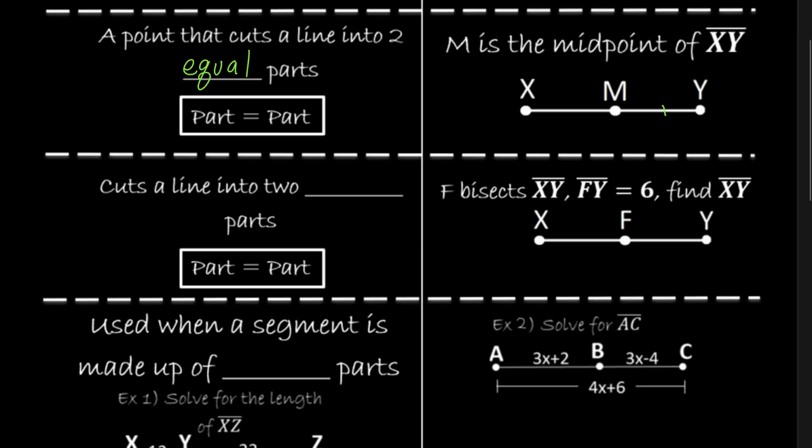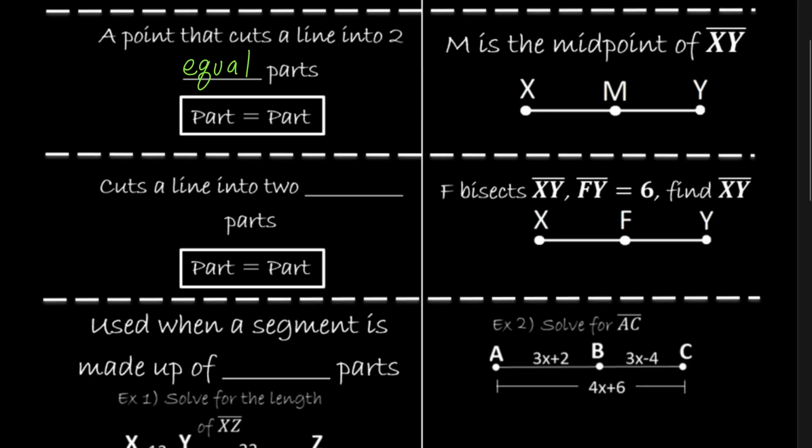So, on this example here, we have M as the midpoint of XY. What does that mean about our line segment? M is the center, the middle. It's the midpoint. What more information do I now know? The two parts are equal. Line segment XM is equal to line segment MY. XM is equal to or congruent to MY.